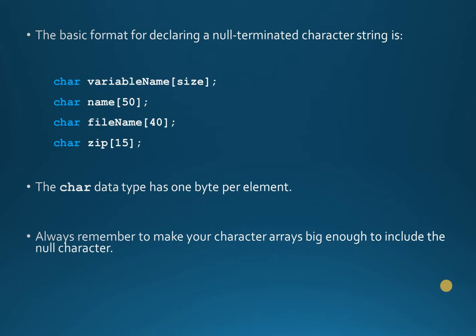The format for declaring a character array is basically the same as for any other array, except it's an array of chars. The PowerPoint reminds us that the char data type has 1 byte per element, so it's a very lightweight array. I believe that integers are 4 bytes, floats are 4 bytes, and doubles are 8. But you should always remember to make your arrays big enough to include the null character.